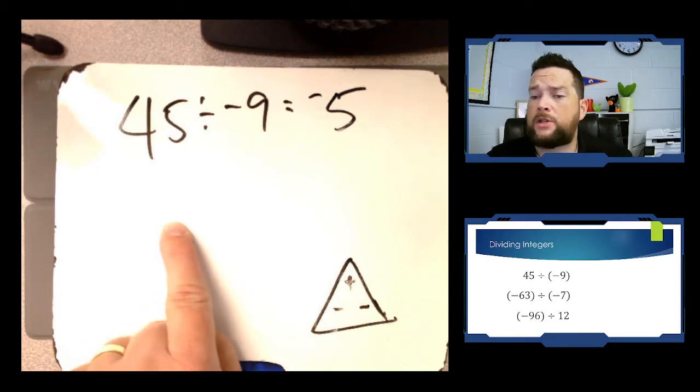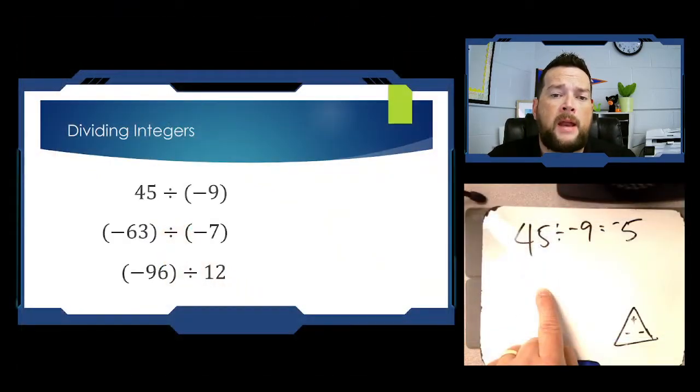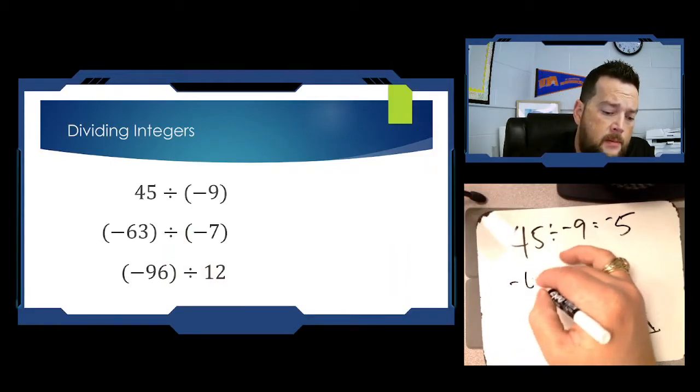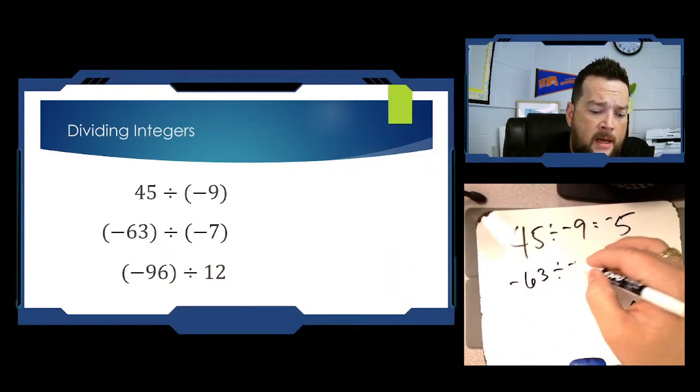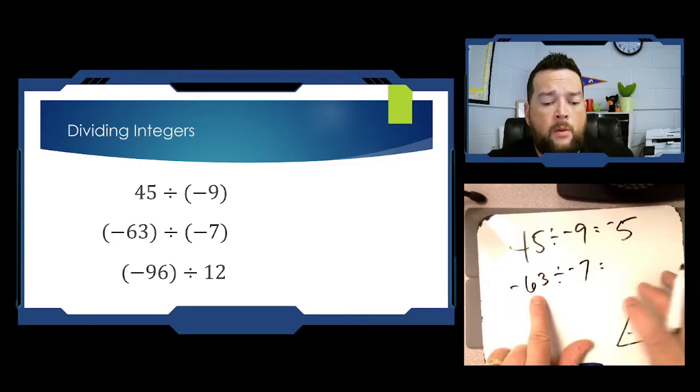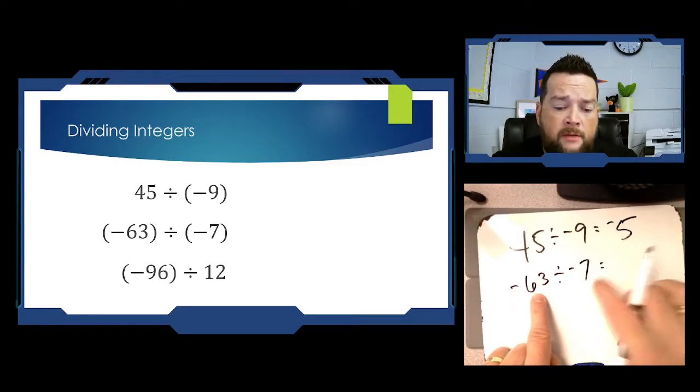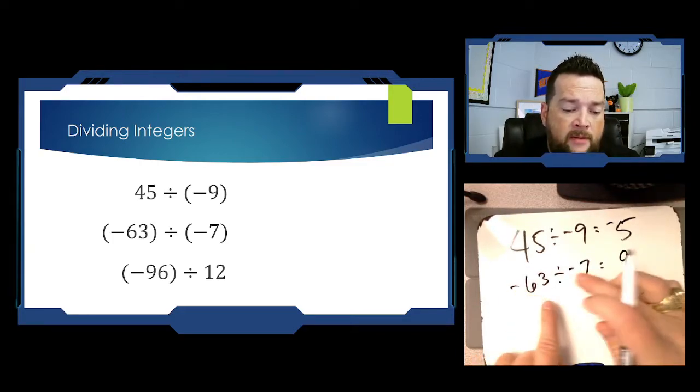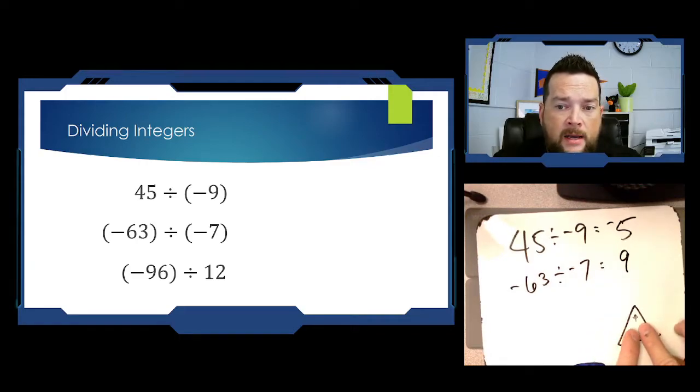Let's go to the next question. The next question was negative 63 divided by negative 7. And again, we're just going to divide the numbers. 63 divided by 7, that's 9. And we have a negative divided by a negative, which is going to give a positive quotient.